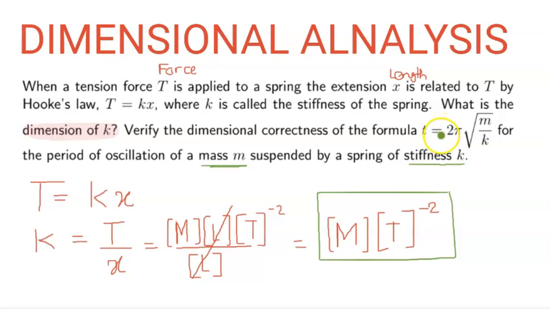What will happen with this 2 pi? 2 pi is a constant number. A constant thing does not have a dimension. 5, 7, 15, 2.8, they are numbers with no dimensions. So moving forward, we have the formula T equals 2 pi square root of M over K. We want to find out whether this formula is correct or incorrect. Both sides should have the same dimension.